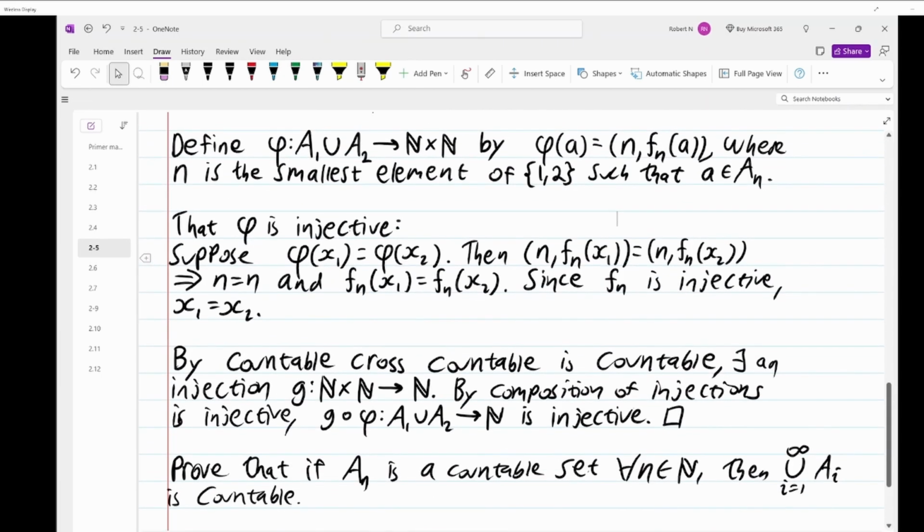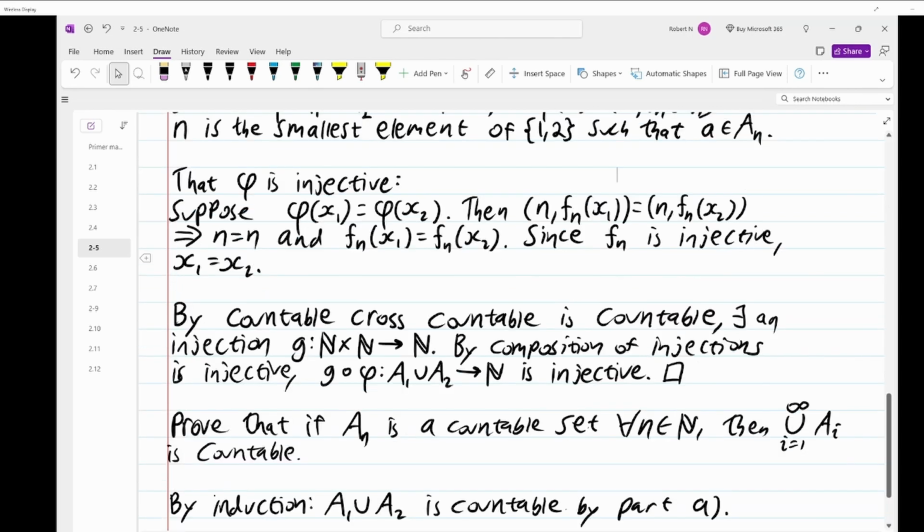Now, prove that if we have a collection of sets, AN is a countable set for every natural number n, then the union of all of those sets is countable. The union of two countable sets is countable. So this seems like a job for induction.